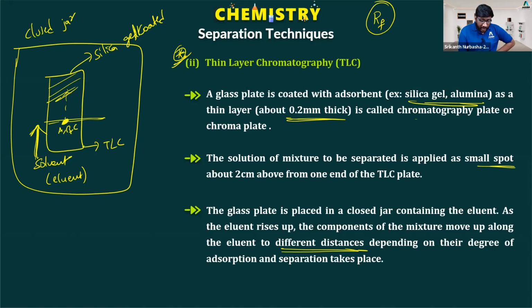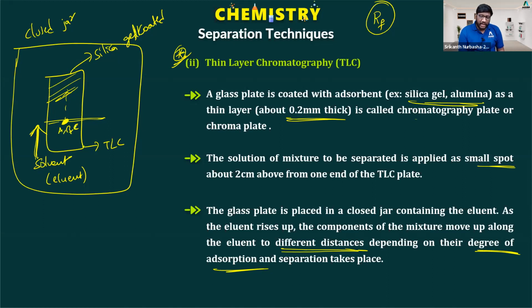A, B and C adsorb to the silica, right? So a difference in the adsorption is there. If A adsorbed greatly to the silica gel, then it can't move with the solvent easily. If C adsorbed least to the silica gel, it will move with the solvent easily. Yes or no? Understanding this point or not? As the eluent rises up, the components of the mixture move up along the eluent to different distances depending on their degree of adsorption, and thus separation takes place.